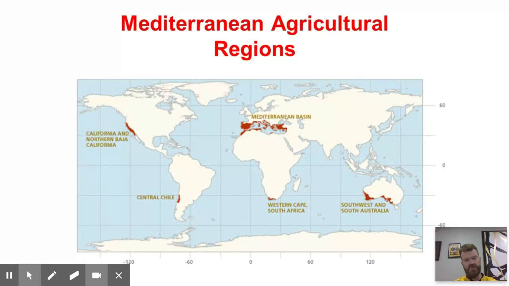So you can see the Mediterranean here. Okay, California, northern Baja, central Chile, right? That elongated state down there. Then you see the basin of the Mediterranean, and that's really the big area. Mediterranean's always by water, in case you haven't figured that out yet.